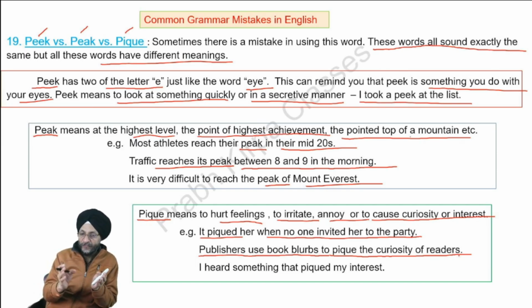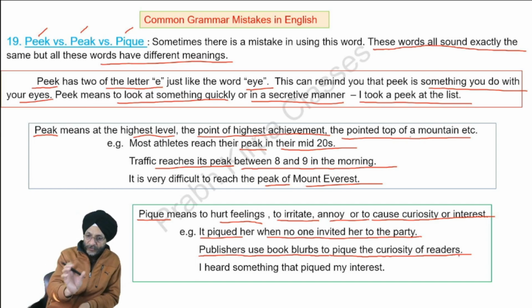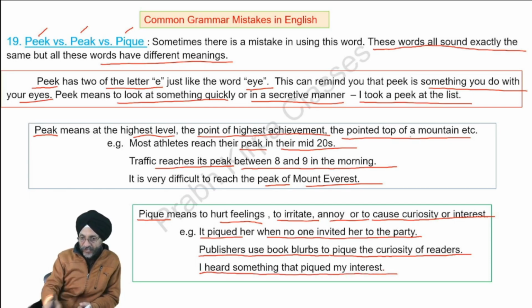As you will see in movies, you see some short form. I heard something that piqued my interest. Here it means to arouse curiosity.